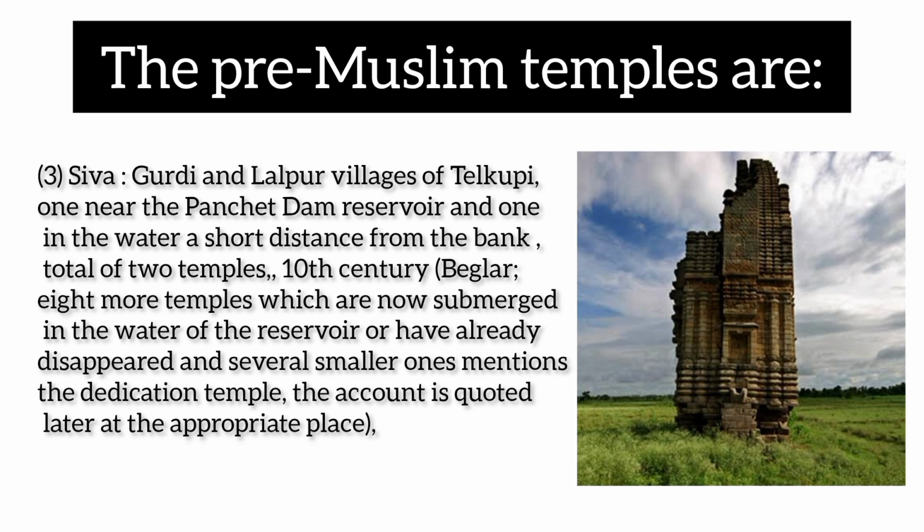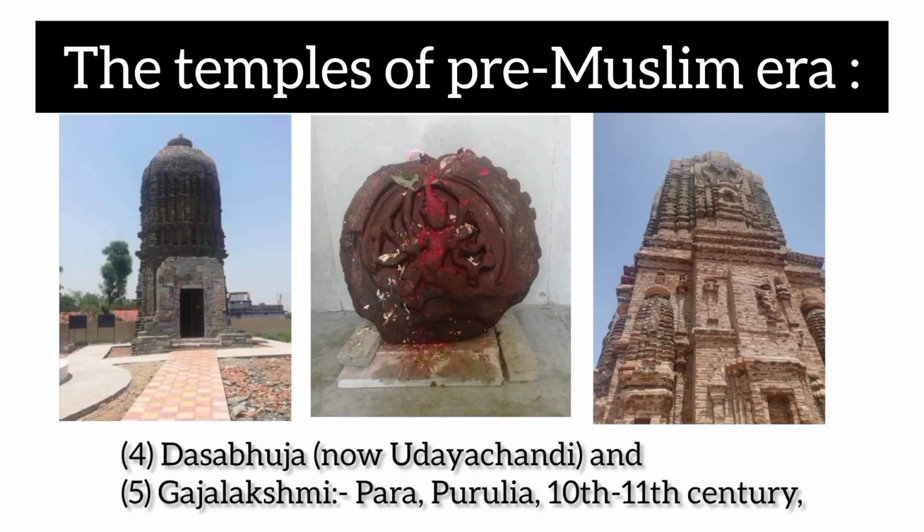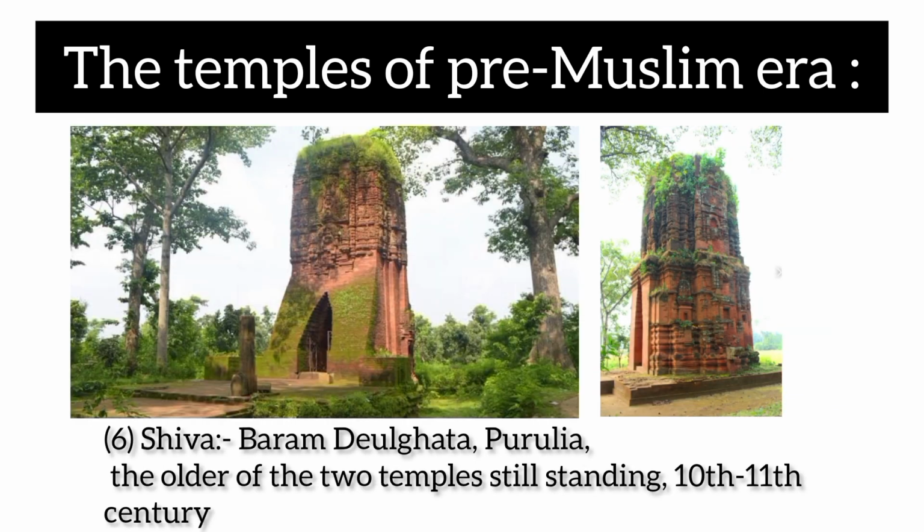Beglar mentions 8 more temples which are now submerged in the water of the reservoir or have already disappeared, and several smaller ones mention the dedication temple. The account is quoted later at the appropriate place. Dashabhuja, now Udaychondi, and Gajalokhi Pada, Purulia 10th 11th century. Shiva, Vadra Deul Ghata, Purulia, the older of the 2 temples still standing 10th 11th century.